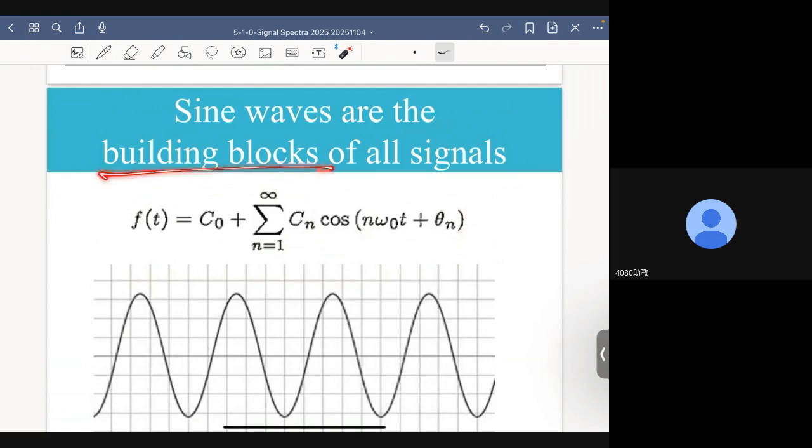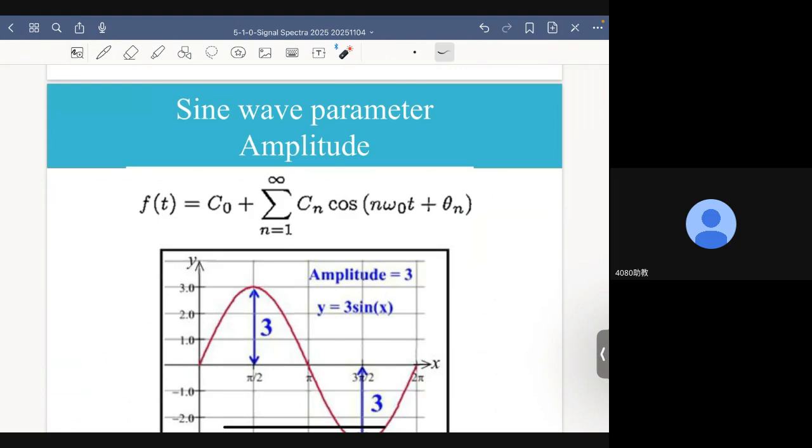Now, we know that cosine is the building block, but each of those building blocks actually has three parameters that determine the overall configuration or structure of that building block. The first parameter is amplitude: how big the size of the oscillation of this sinusoidal function is.